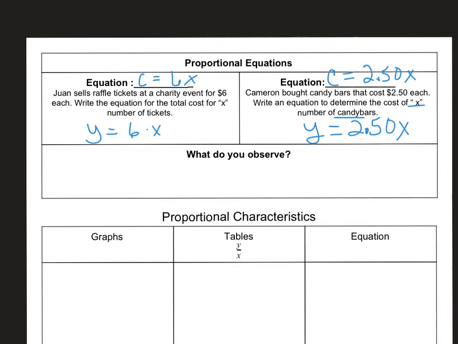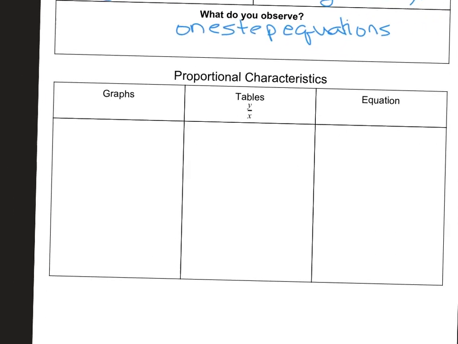So what do I observe? I observe that I have one-step equations here. And the fact that I'm dealing with one-step equations lets me know that I have a proportional situation and that I'm going to have a graph that passes through the origin. So let's go ahead and summarize all the characteristics that we have been observing about proportional relationships.